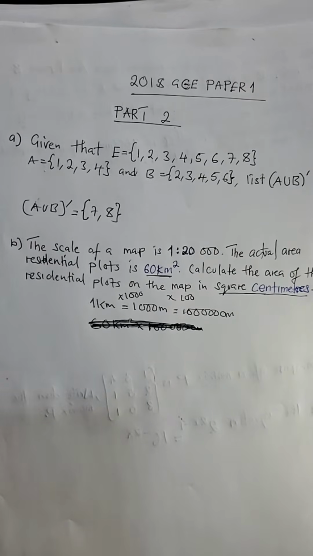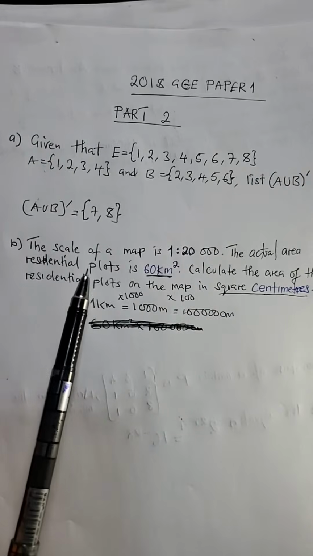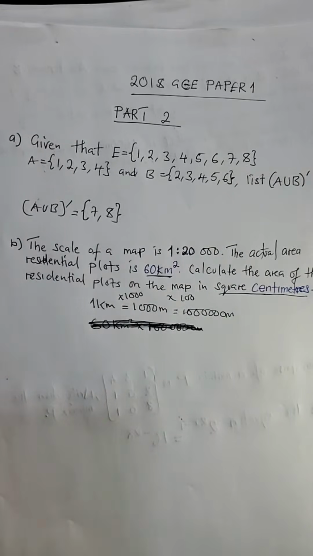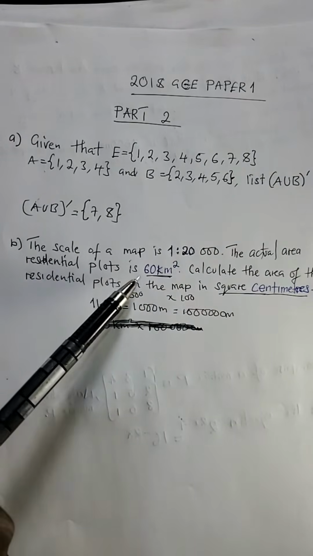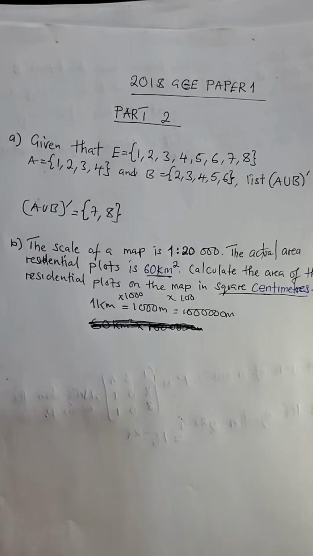Okay, let's go to question B. Question B here is saying the scale of a map is 1 to 20,000. Okay, that is the scale. The actual area of the residential plots is 60 square kilometers. Calculate the area of the residential plots on the map in square centimeters.